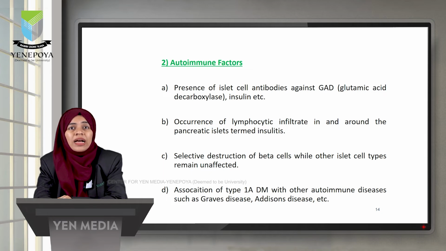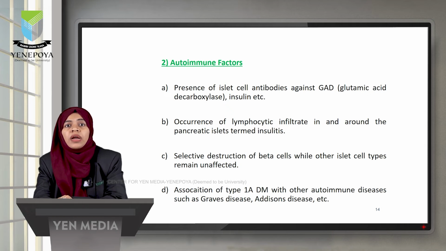One more reason is the occurrence of lymphocytic infiltrate in and around the pancreatic islet, termed insulitis. There is selective destruction of beta cells while other islet cell types remain unaffected. There is also an association of type 1 diabetes mellitus with other autoimmune diseases such as Graves' disease, etc.